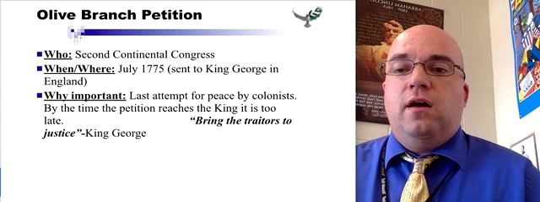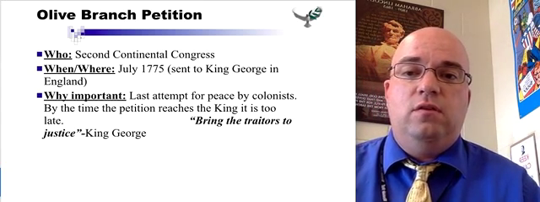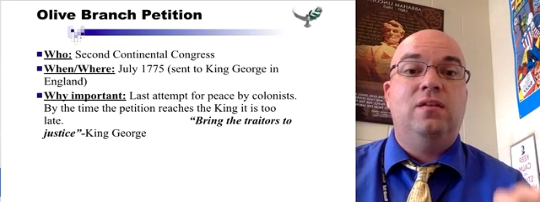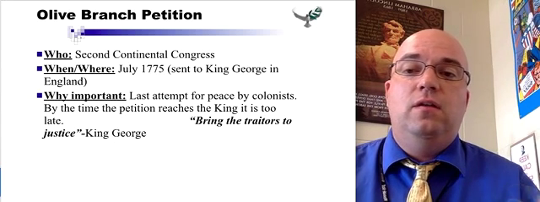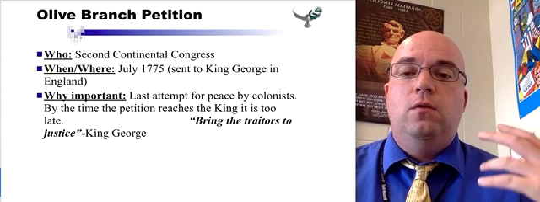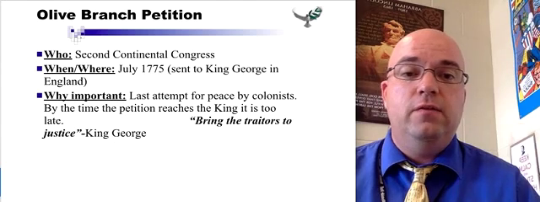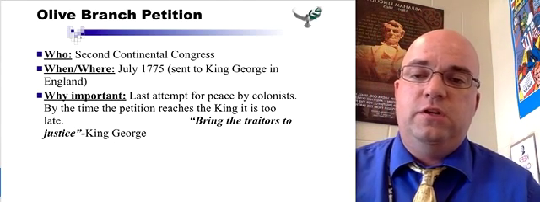The Second Continental Congress decides to send out what's called the Olive Branch Petition in July of 1775. This is kind of the last-ditch effort. A petition is kind of like a letter, a protest saying, hey, we need your help. So they send a letter saying, hey, we've got to calm this down. There are some things you need to do on your end as the King of England, the King of Great Britain, to settle this issue.